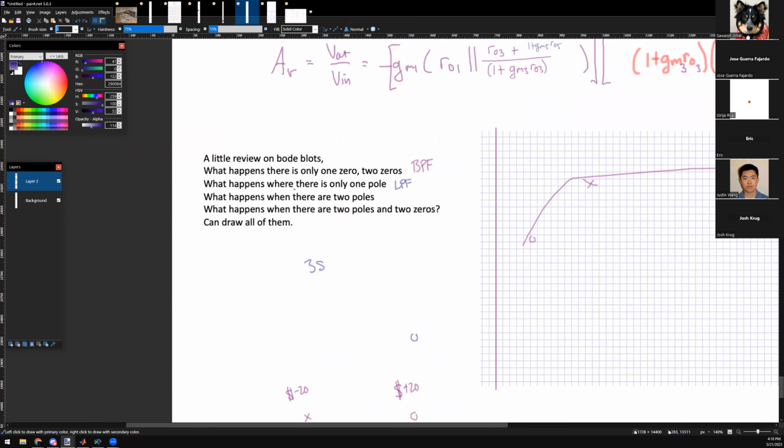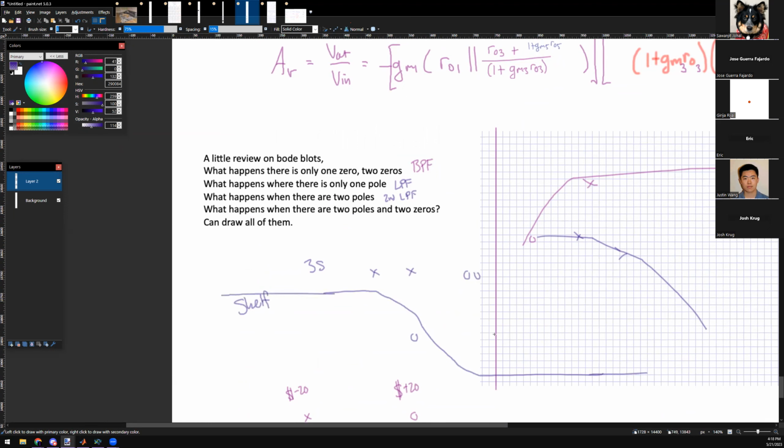Yeah, this is a low pass filter. What happens when there are two poles? This is a second order low pass filter. Makes sense. What happens when there are two poles and two zeros? And you will have a nice clean, this is called a shelving filter.